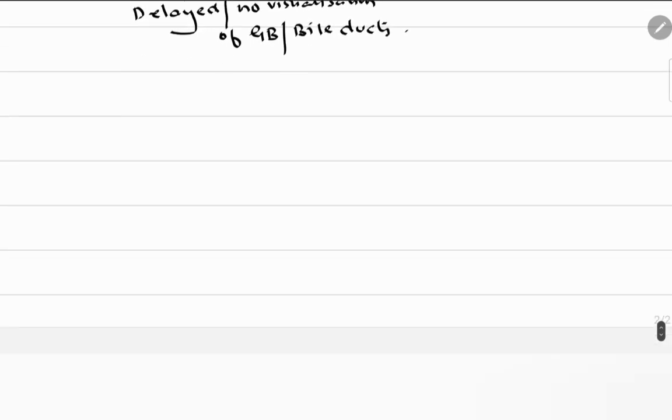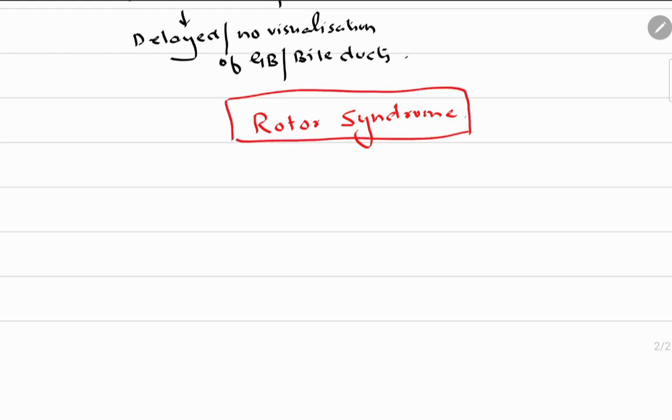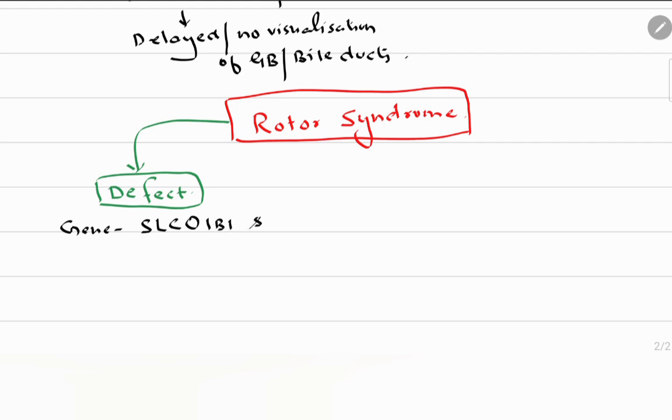Now coming to Rotor syndrome. In Rotor syndrome, there is a defect in the gene SLCO1B1 and SLCO1B3, and it encodes a protein that's called OATP1B1 and OATP1B3.